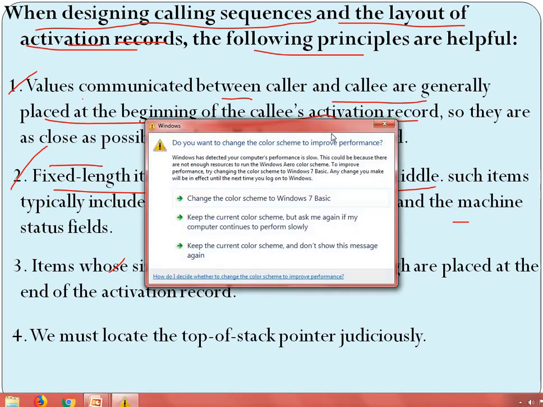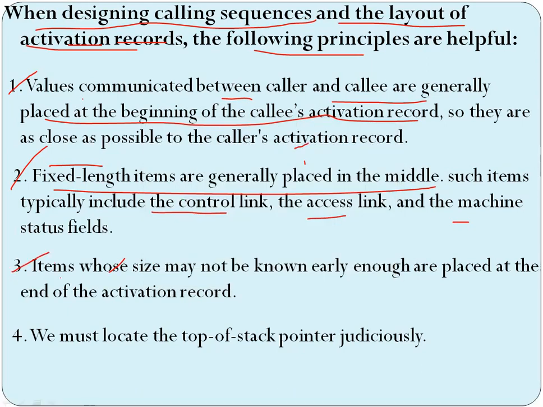Next, items whose size may not be known early enough are placed at the end of the activation record. Last, we must locate the top of the stack pointer if necessary to access the stack space. The stack is a last in first out data structure, so to access the stack we have to use the top of the stack pointer, and accordingly access the topmost element in the stack.